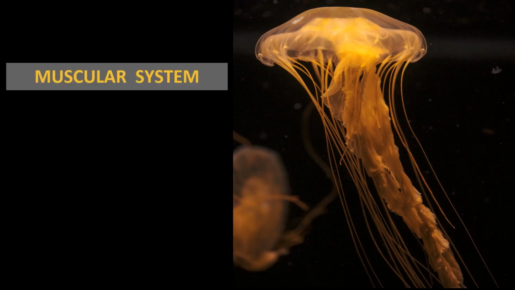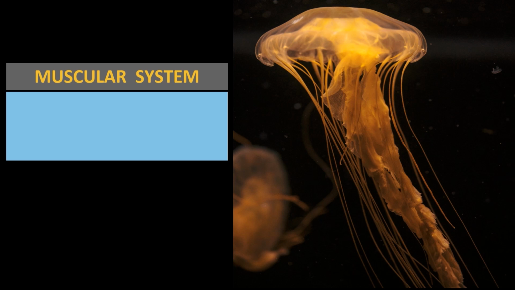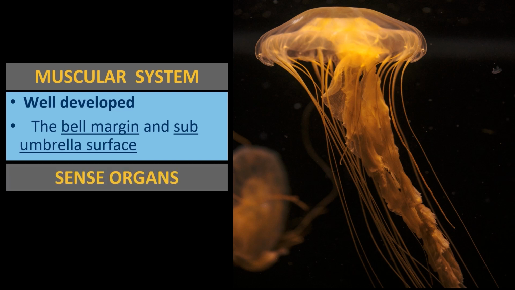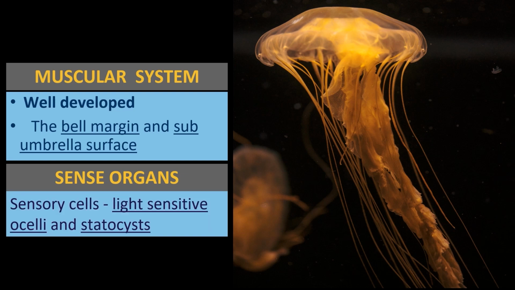The muscular system. The muscular system is well developed when compared to other lower organisms. The bell margin and the subumbrellar surface consist fully of muscles, which help in their locomotion. Sensory organs. The sensory cells are sensitive to light. They are ocelli and statocysts.